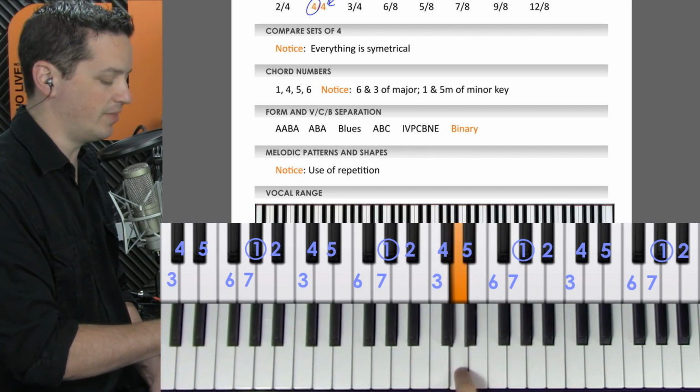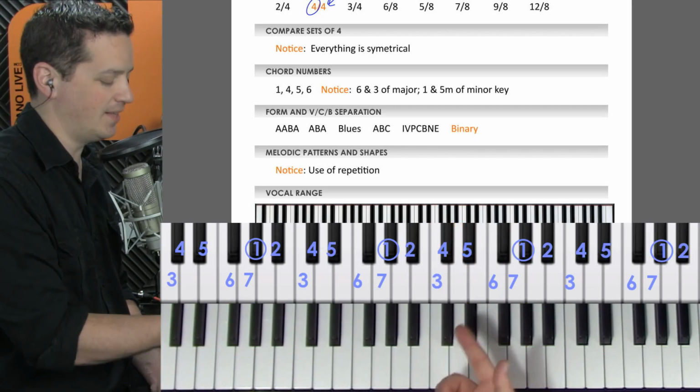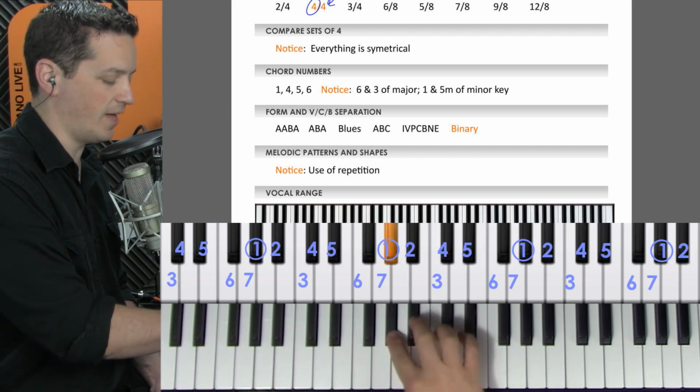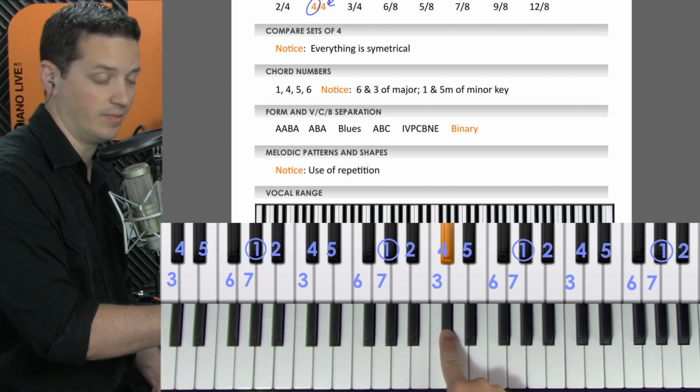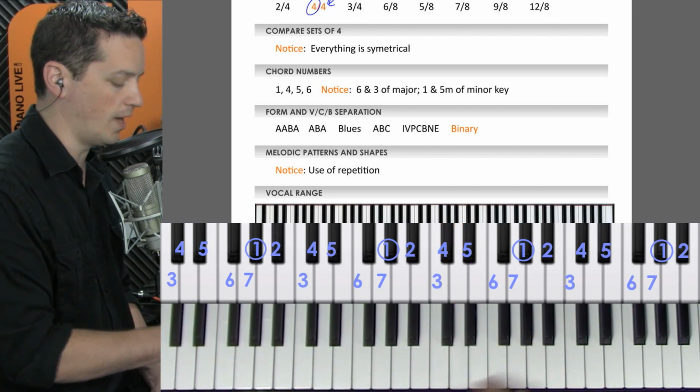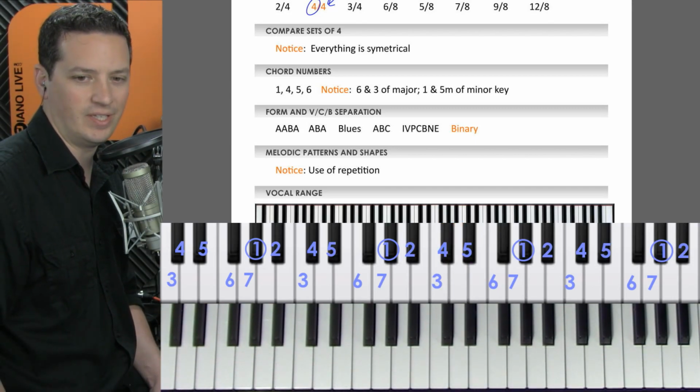And because we have that D, it's kind of hard to call this one the key of A flat, because the key of A flat would have that D flat. And we're using this D a whole lot. So you could call this the key of E flat if you wanted.